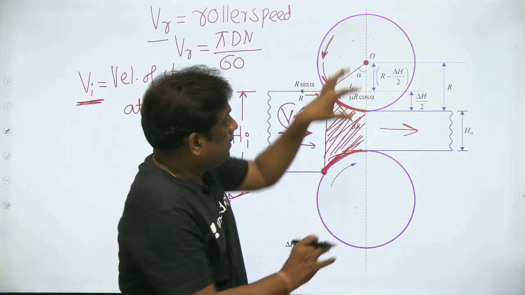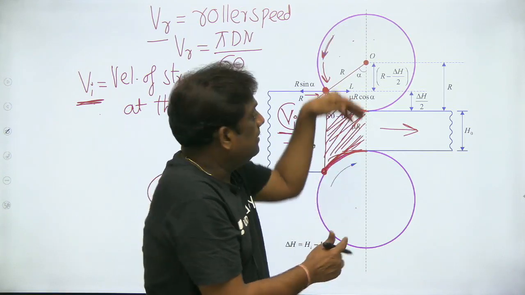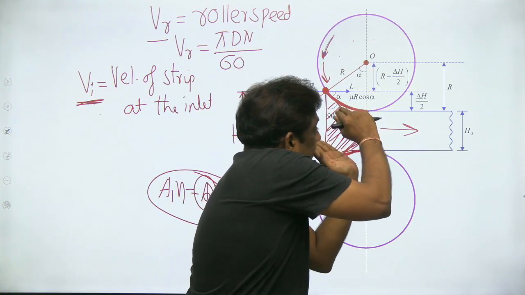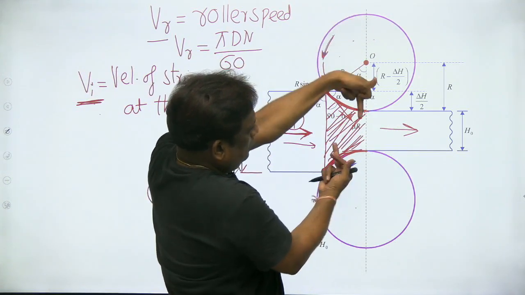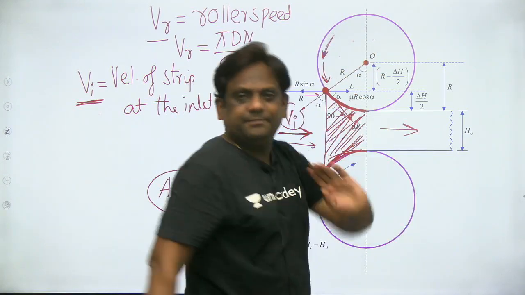And one more thing, both rollers should have the same diameter and same speed. Otherwise the force will not be the same, and the strip may bend. So the forces should be absolutely the same. They have to be perfectly symmetric, otherwise this strip will bend.